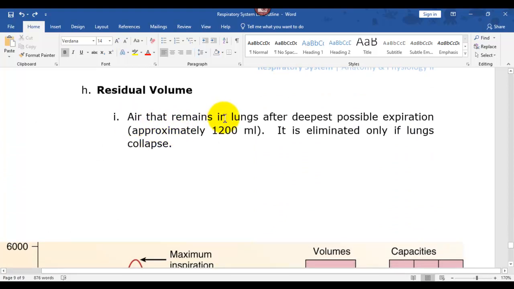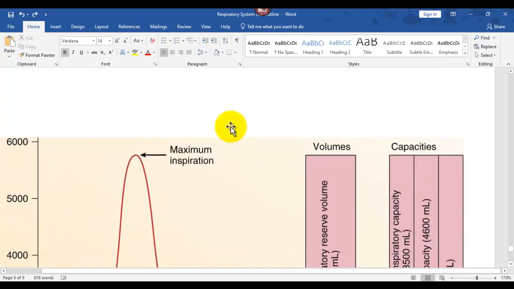And the residual volume is the amount that always remains in the lungs. It never leaves the lungs. It keeps the lungs inflated. Even after the deepest possible expiration, there's still air left in the lungs. You can't get rid of it unless the lungs collapse.